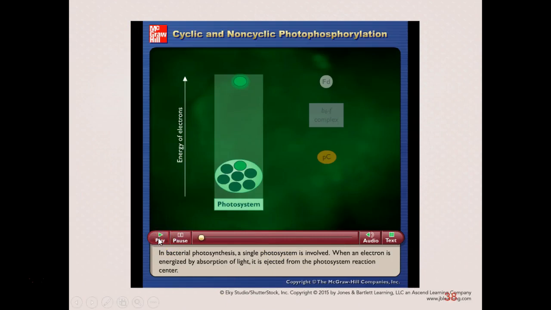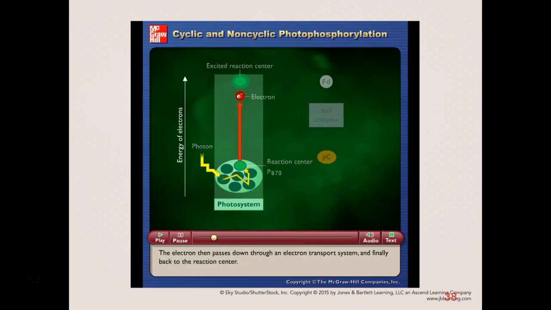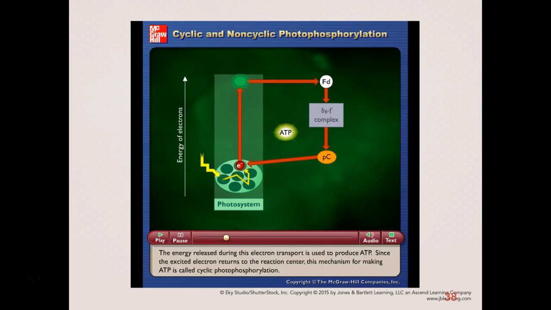In bacterial photosynthesis, a single photosystem is involved. When an electron is energized by absorption of light, it is ejected from the photosystem reaction center. The electron then passes down through an electron transport system and finally back to the reaction center. The energy released during this electron transport is used to produce ATP. Since the excited electron returns to the reaction center, this mechanism for making ATP is called cyclic photophosphorylation. No reducing power needed for biosynthesis is generated in this process.